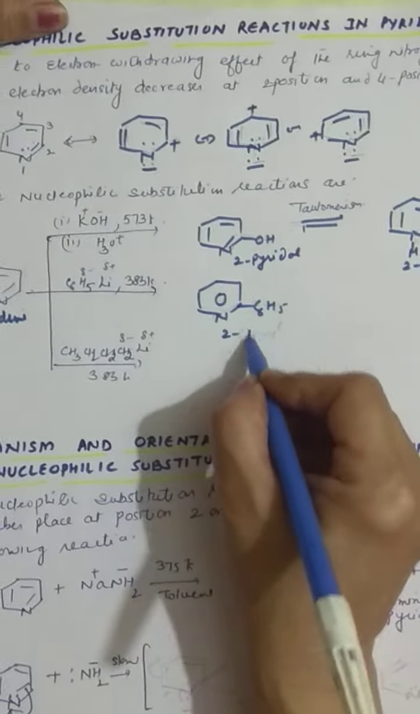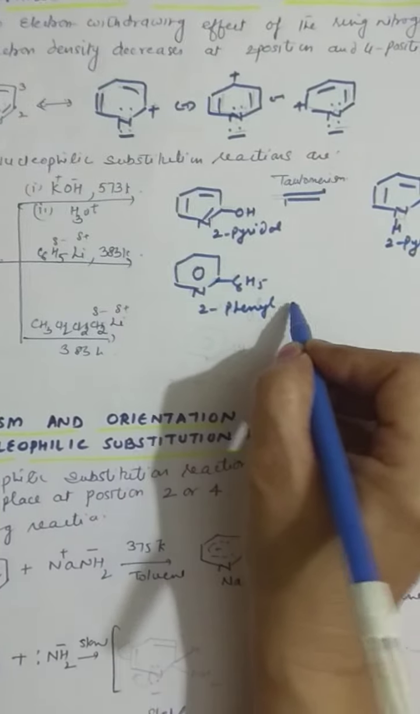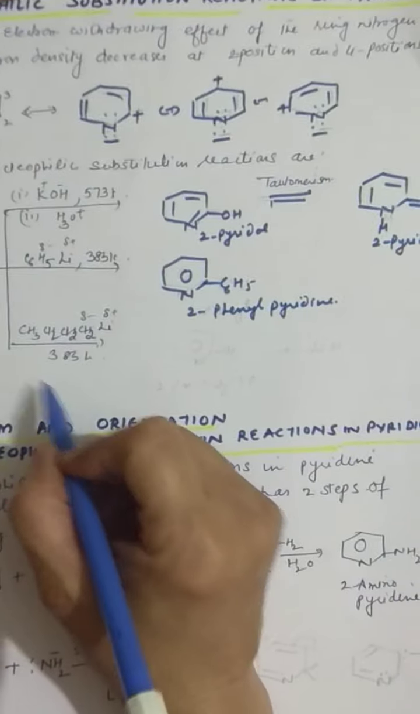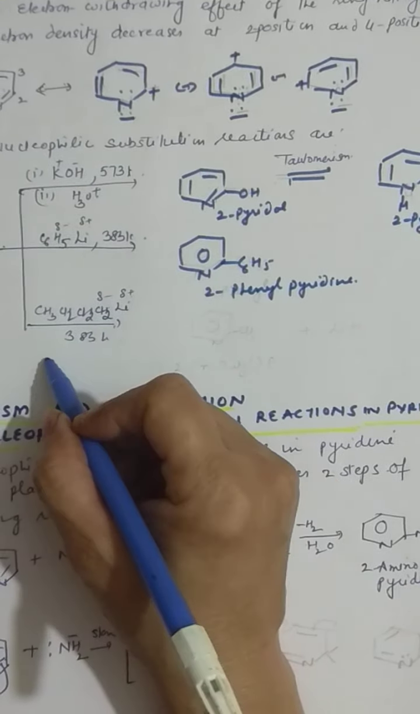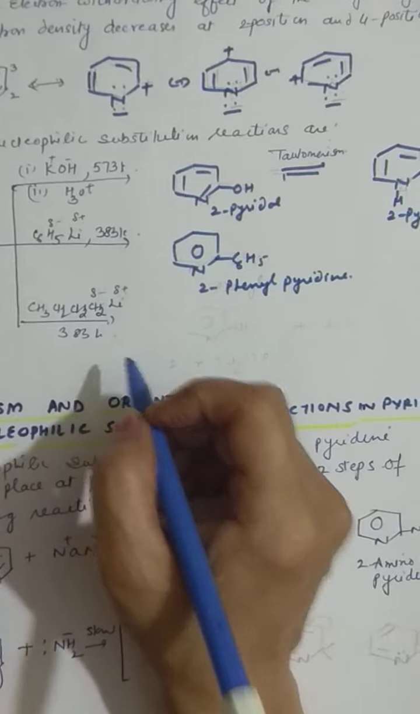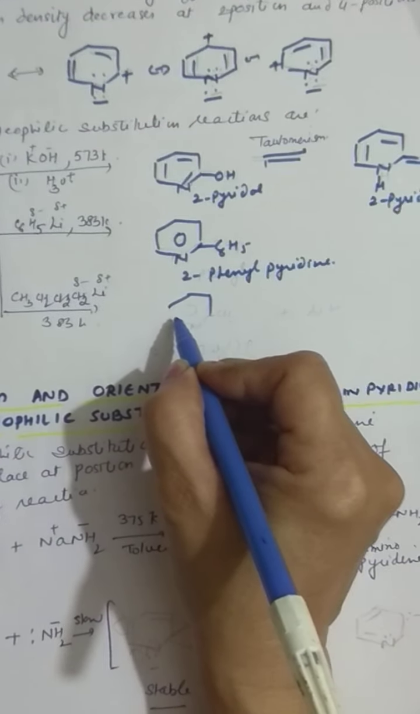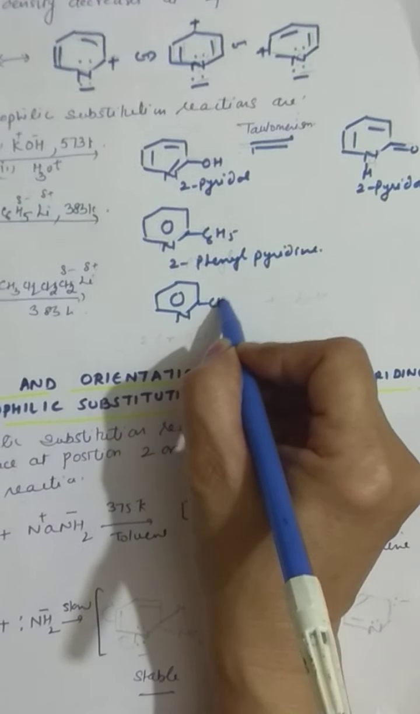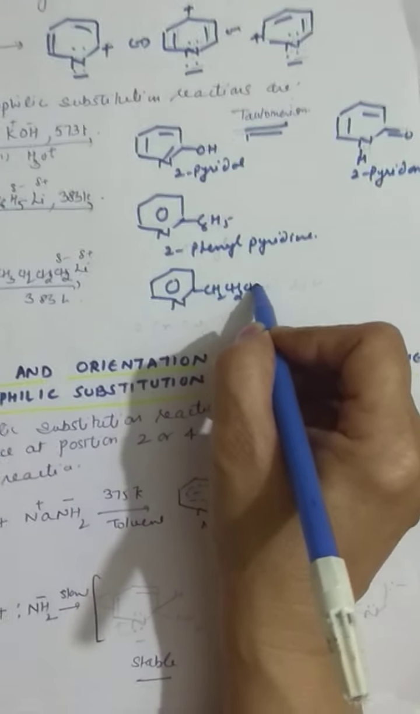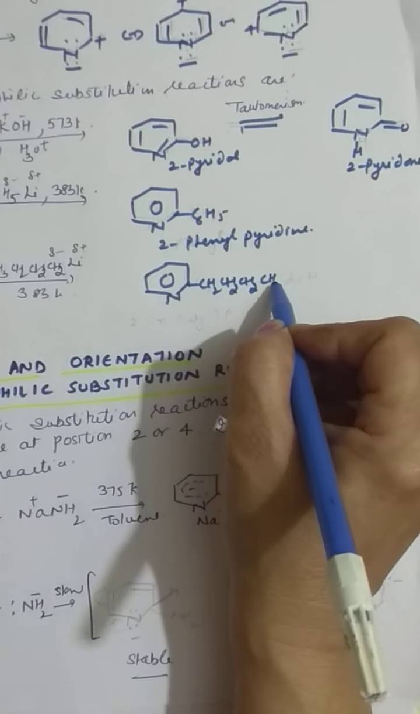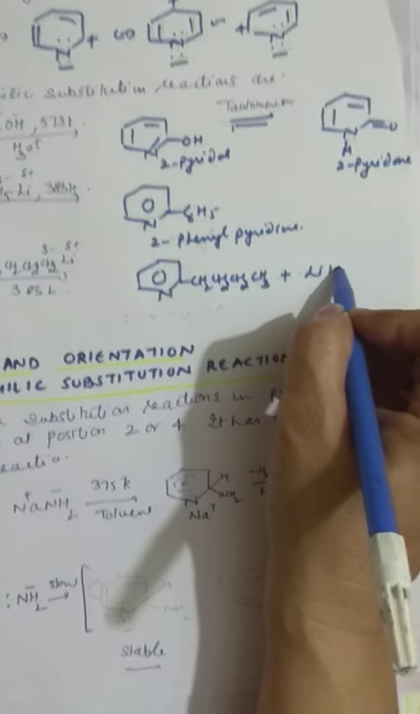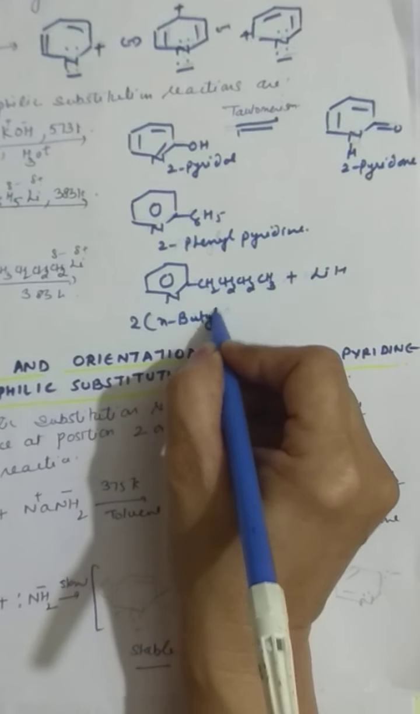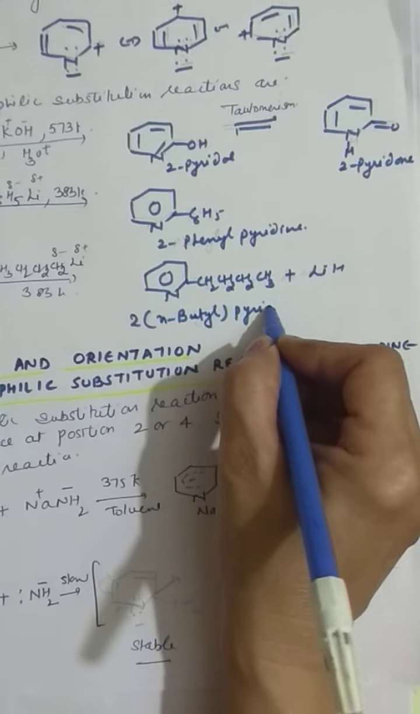So we get 2-phenylpyridine. So when it is treated with butyl lithium at 383, the butyl group will be introduced at position number 2. So we get 2-n-butylpyridine.